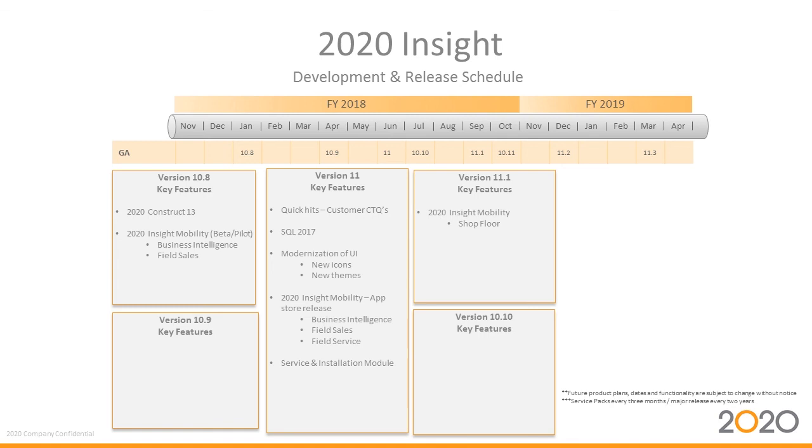So we will be coming out with 3 initial apps: Field Sales, Business Intelligence, and then to go along with a new service and installation module that we will be releasing in version 11, we will also have a field service app. Later in the year, we will be adding a shop floor app as well, intended for 11.1, which will be at the end of September. Added value to our customer base is the potential to lower shop floor hardware costs, the innovation to your factory, and improved customer service to your end customers.